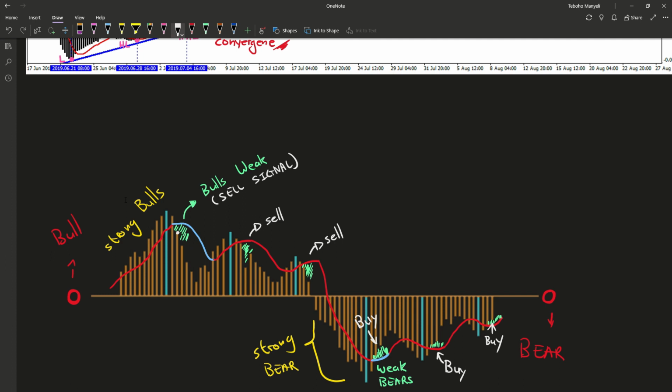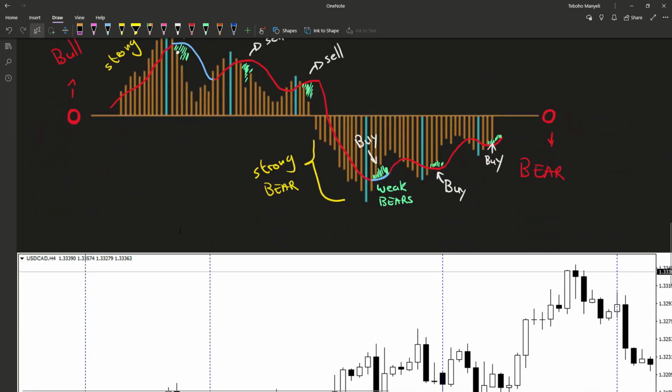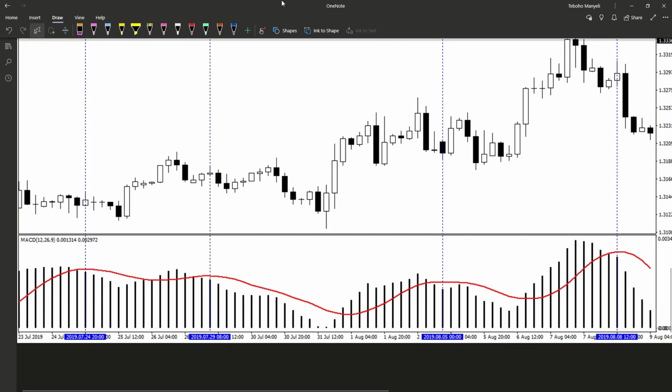So you can use it in one of three ways. So this was way number one. Up here we had way number two and way number three as divergence. So let's take an example with the signal line. So obviously the MACD here is above 0, which means these are all selling opportunities, because we've got strong bulls.